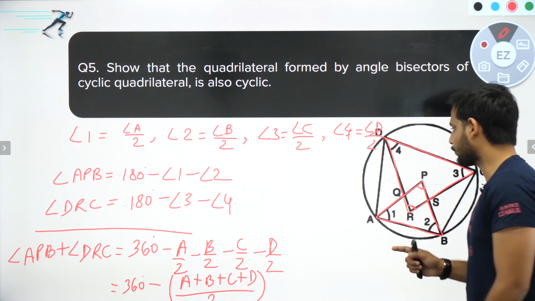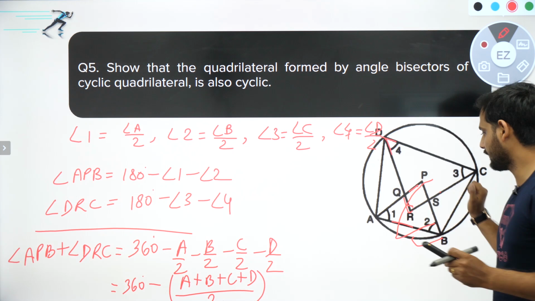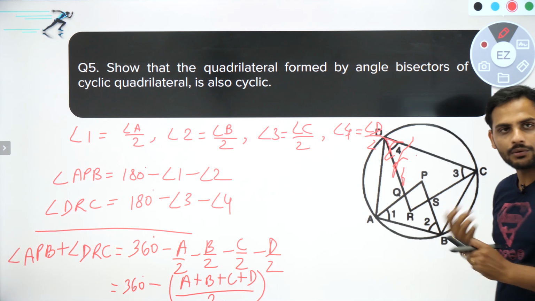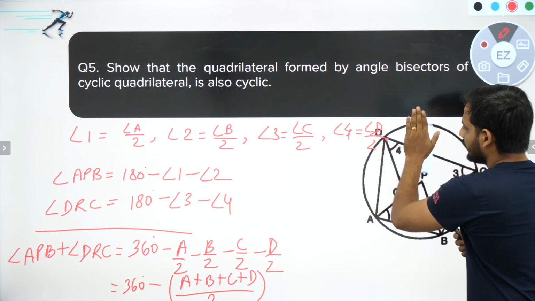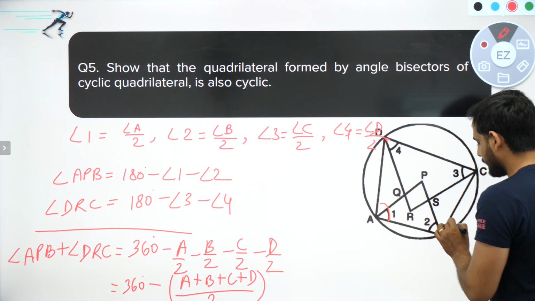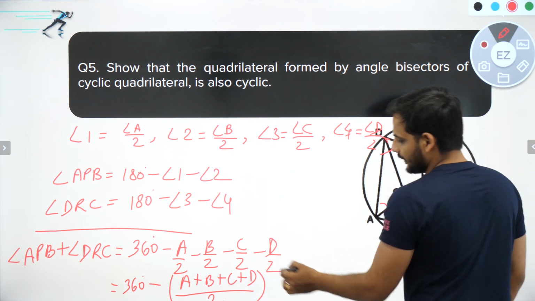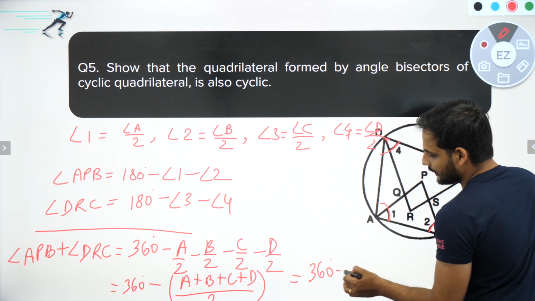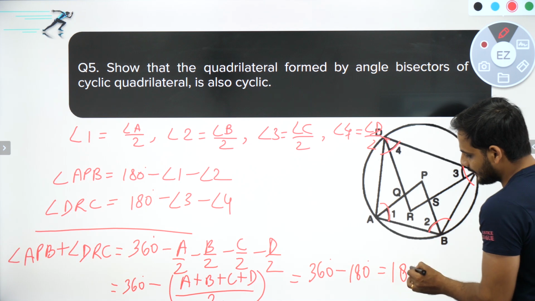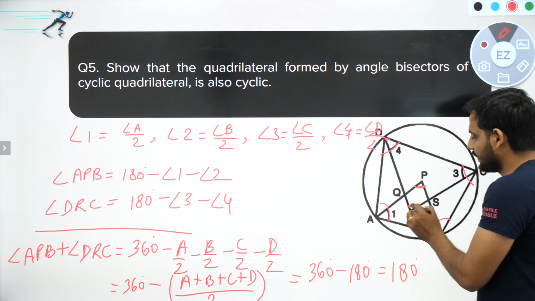Correct? Now I need to find out what should be the value of A plus B plus C plus D. Forget everything, bachcho. It is a quadrilateral, cyclic or whatever it is, first thing I know, it is a quadrilateral. In a quadrilateral, the sum of interior angles is 360 degrees. So angle A plus angle B plus angle C plus angle D is 360 degrees. Put 360 there. So you'll be getting 360 minus 360 by 2, which is 180 degrees. So what you have got? Angle APB plus angle DRC, this angle plus this angle, is 180 degrees.